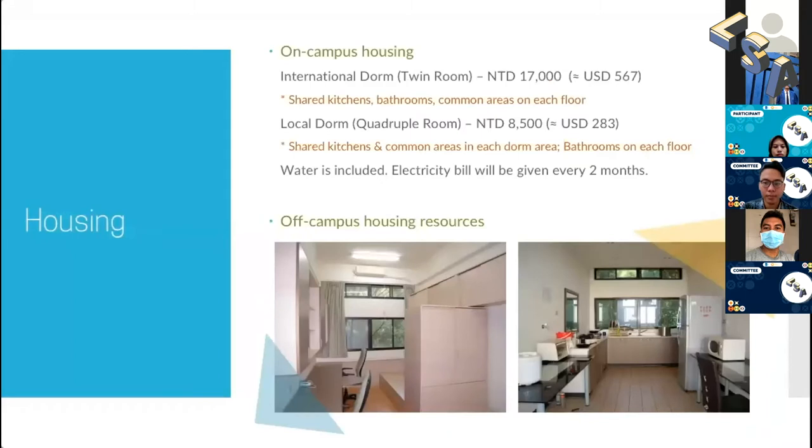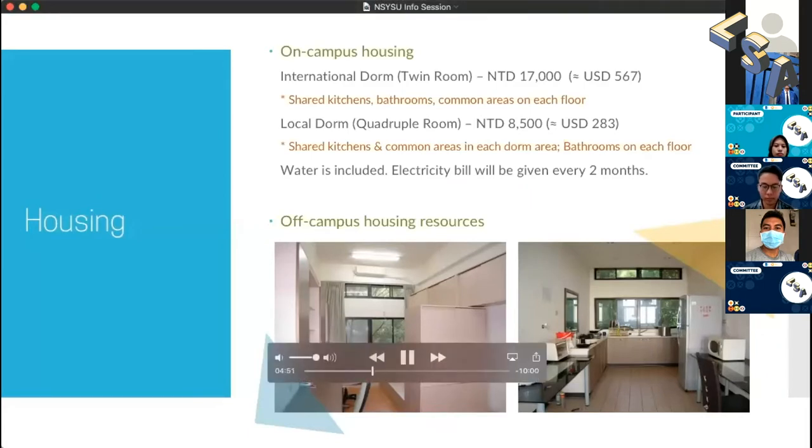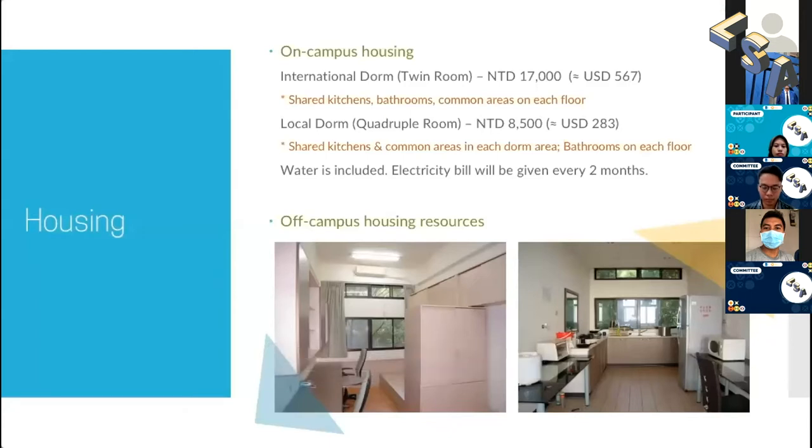For housing, we guarantee on-campus dormitory accommodation for all international students. If students prefer to stay outside of campus, they can find rental information on the university's website. International students can apply for twin rooms or quad rooms on campus. In either the international dorm or local dorm, international students will only be assigned to stay with international students. As the dorms are located on the hills, the natural surroundings and the ocean view nourish students' daily life.